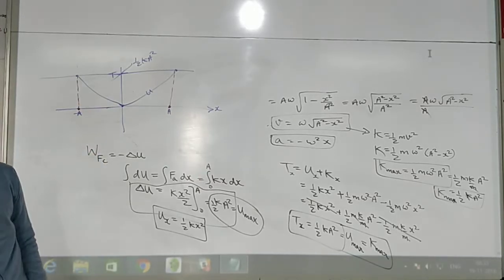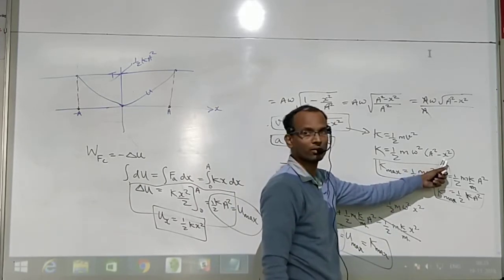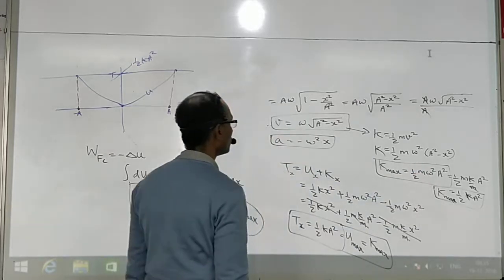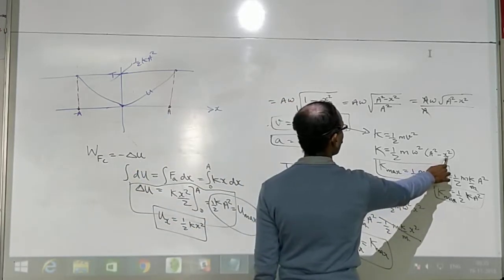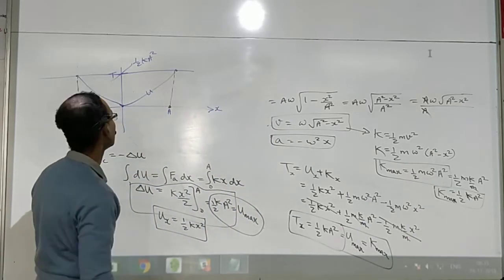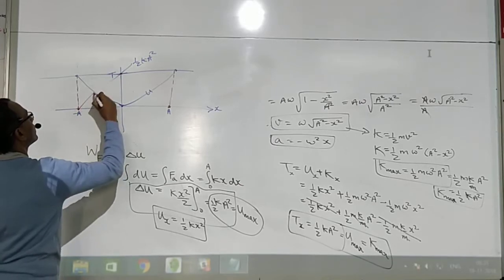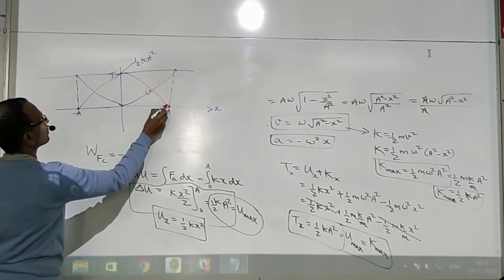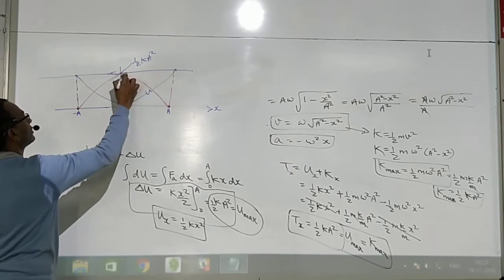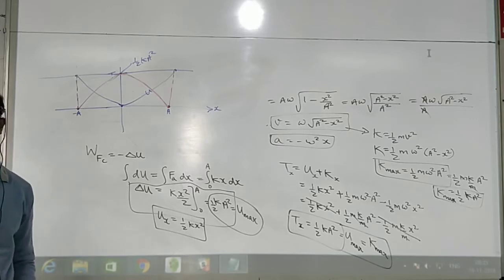Agreed? Because minus a, the whole square will become plus a square. So a square minus a square becomes zero. And when x is zero, it will have the maximum value of half m, half k a square, which is this. So it will go like this. From an IB exam point of view, you need to know how to draw this qualitative graph. Clear?